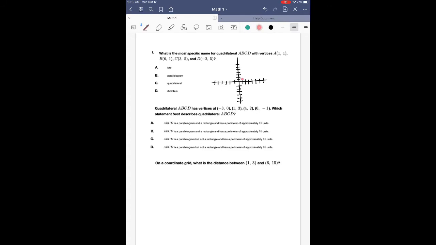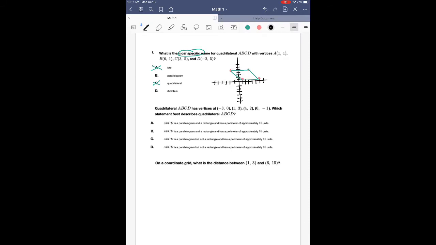So I have 1, 1. So then I have 6, 1. I have 3, 5. And I have -2, 5. I have adjacent congruent sides. That's not a kite. So it is a parallelogram, but we want the most specific name, so it may not be that. It is a quadrilateral, but quadrilateral is very general, so that is not the most specific name. So is it a rhombus or is it just simply a quadrilateral?